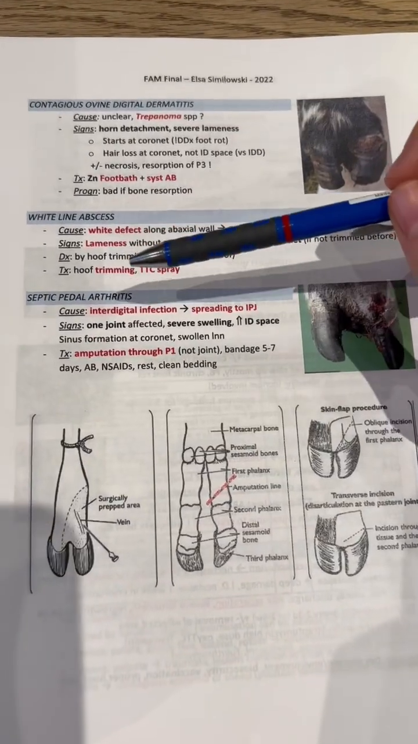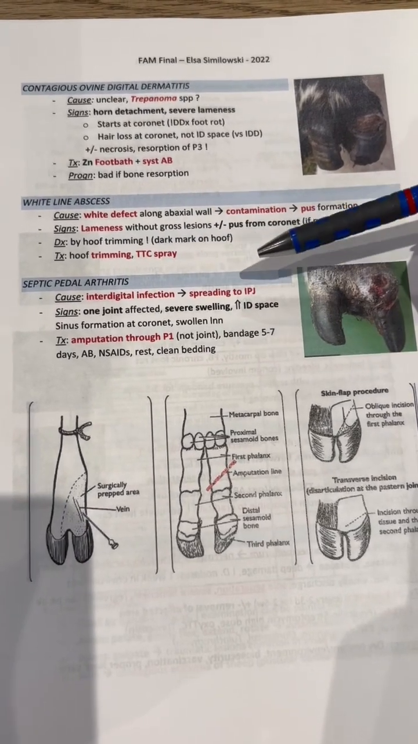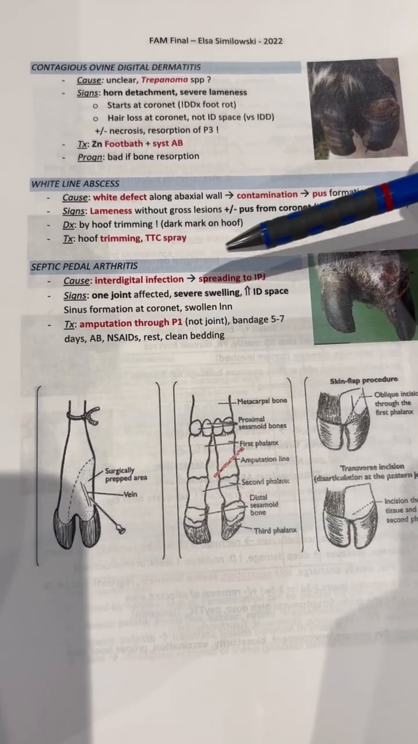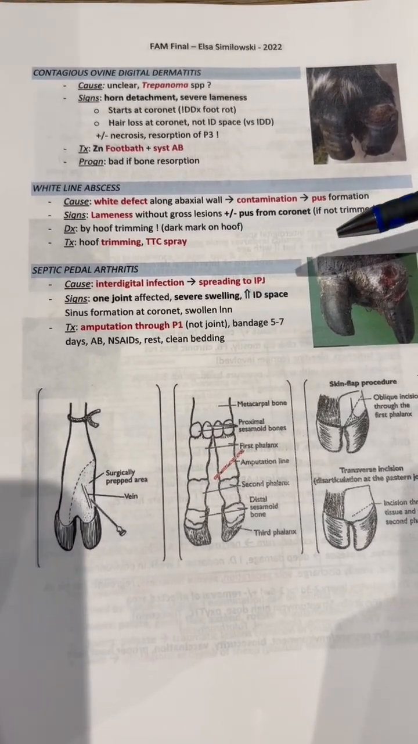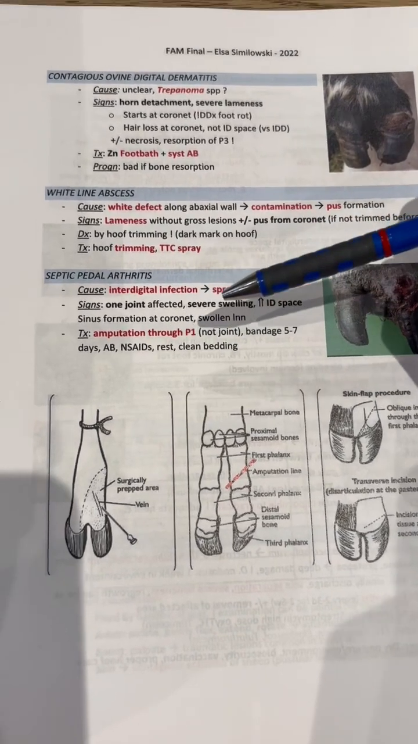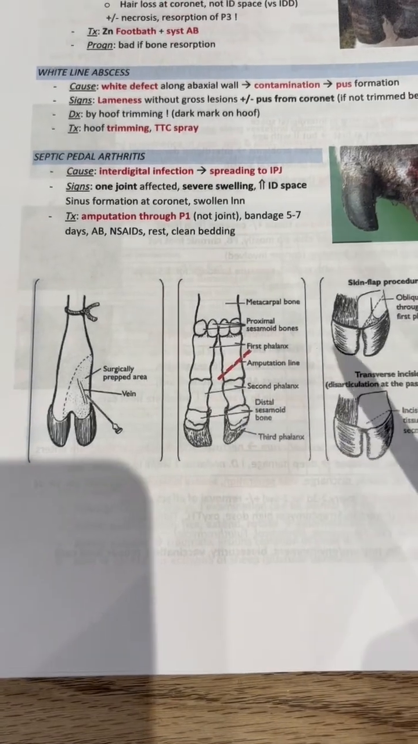For septic pedal arthritis, the cause is interdigital infection, which then spreads to the interphalangeal joint. For the signs, one joint is affected and then severe swelling happens, and then it occurs in the interdigital space. For treatment, have an amputation through the P1, not the joint. So you basically remove half the toe.